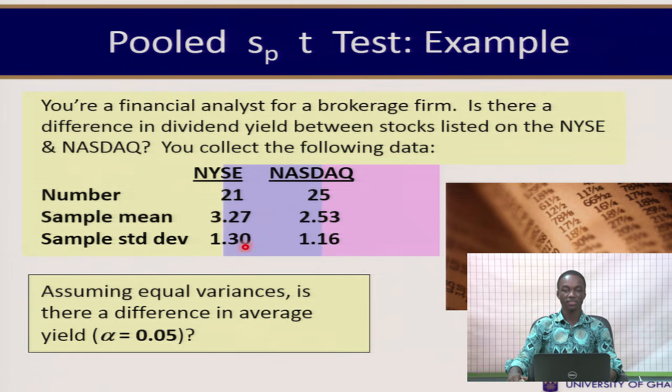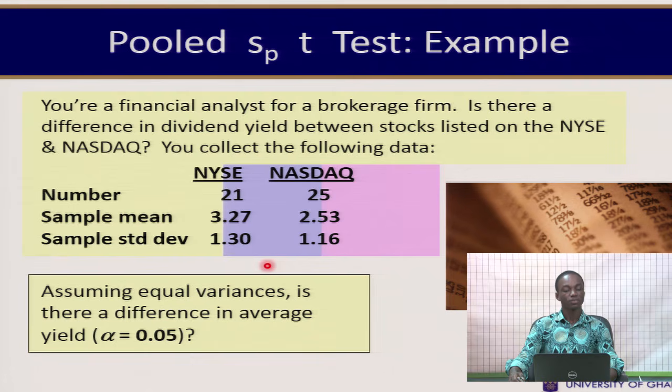For the NYSE, the sample mean is 3.27. The sample mean for NASDAQ is 2.53, with standard deviations being 1.3 and 1.16 for NYSE and NASDAQ respectively. Our question is this: assuming equal variances, is there a difference in average yield? Remember that we didn't say is the yield for NYSE greater than NASDAQ, or is the yield for NYSE less than NASDAQ. All we said was, is there a difference in average yield? This would inform how we formulate our null and alternative hypotheses.